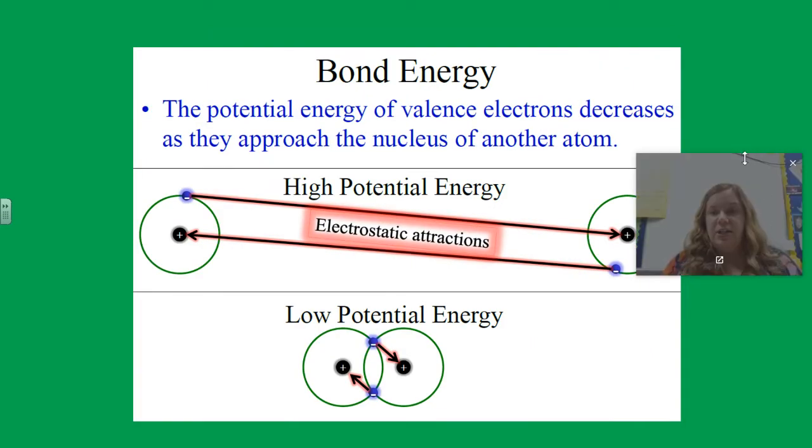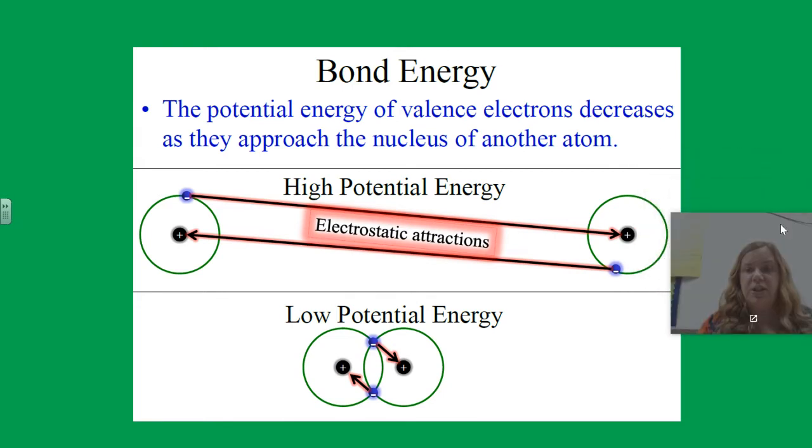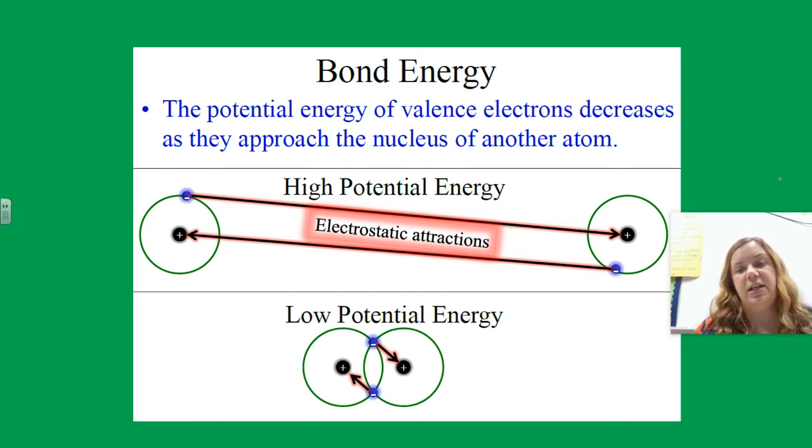On with bond energy. With bond energy, you can also see the potential energy. So this is where we're going to see that bond energy graph that we kind of looked at today. The potential energy of these valence electrons is going to decrease as they approach the nucleus of another atom. So once these electrons actually get close to that nucleus of another atom, they're going to have a lower potential energy, meaning that they're closer together. The electrostatic attractions are going to be a lot different.